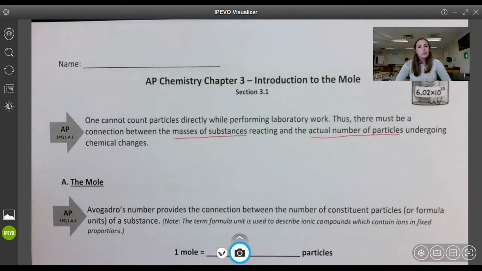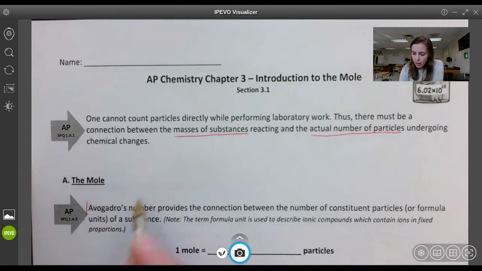So we can't directly measure or count the number of particles when we're working in the lab. We can measure masses though. So we need to have this link between the number of particles that are undergoing a reaction and the masses that we have. So that's where this mole comes in. So the mole represents a certain number of particles. And this is called Avogadro's number.